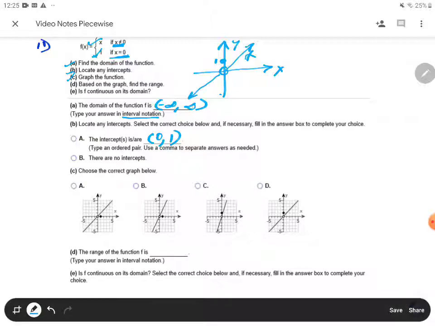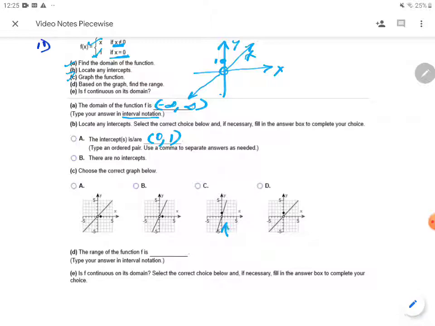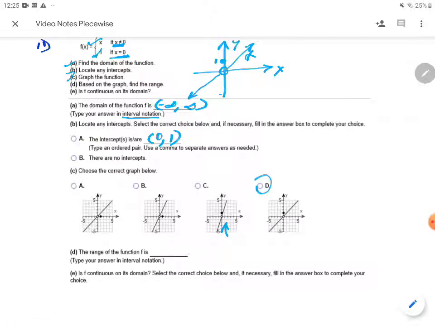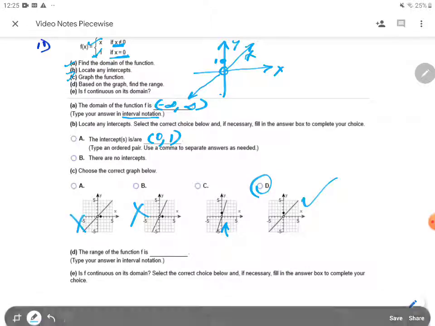Okay, now he's asking to choose the graph. You just drew the graph, so it is definitely D, isn't it? This is not because the slope is different, but here the slope is 1, so this is the right answer. Not this, not this. Okay.